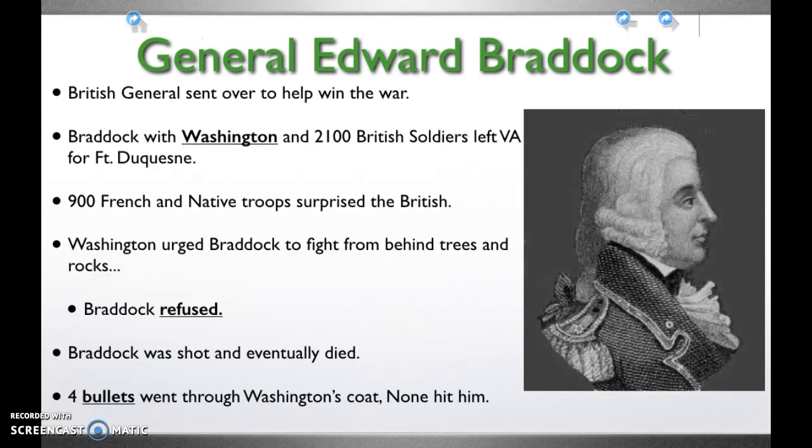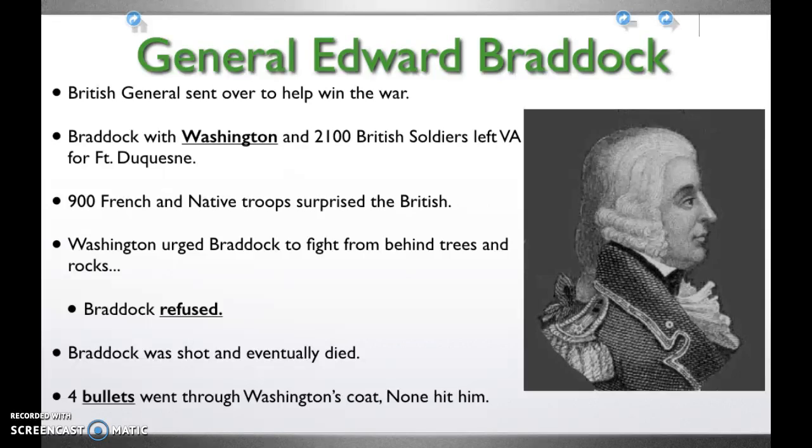The war goes on. British send troops, generals, leaders. One of their greatest generals is a man named General Edward Braddock. Braddock chooses George Washington to be his aide-de-camp, his right-hand man. He and 2,100 British soldiers leave Virginia for a place called Fort Duquesne, which is in southwestern Pennsylvania. They are met by 900 French and Native American troops, but they're ambushed. Washington and Braddock's men are not outnumbered, but they are surrounded.